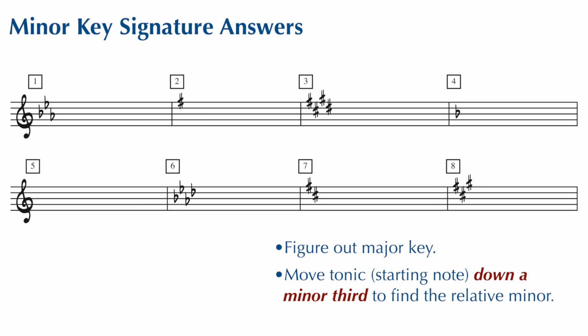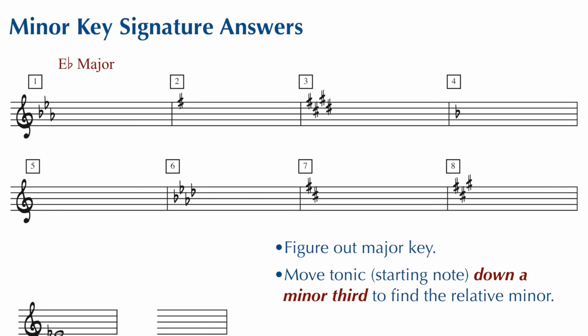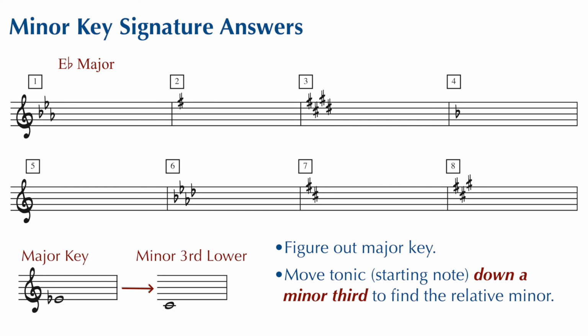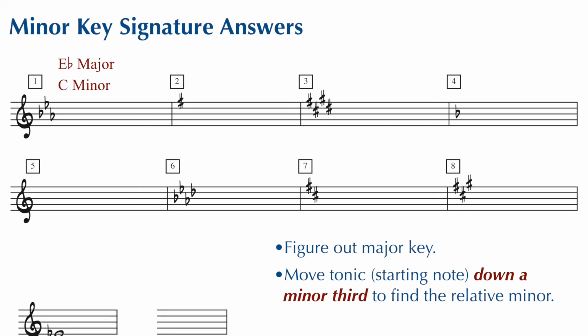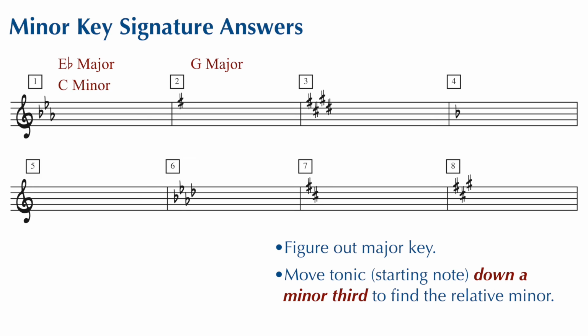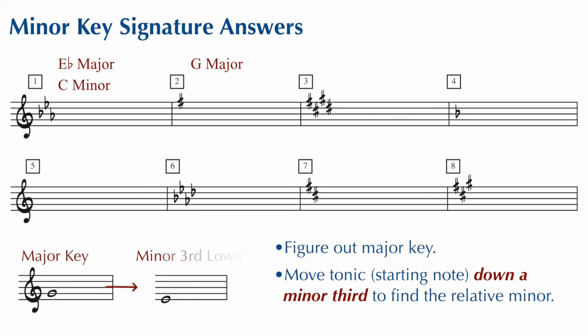Number 1, 3 flats in the key signature puts us in the key of E flat major. Take that E flat, lower it a minor 3rd, and you're on a C. So 3 flats in the key signature puts us in the key of C minor. Number 2, 1 sharp in the key signature puts us in the key of G major. Take that G, lower it a minor 3rd, and you're on an E. So 1 sharp in the key signature puts us in the key of E minor.